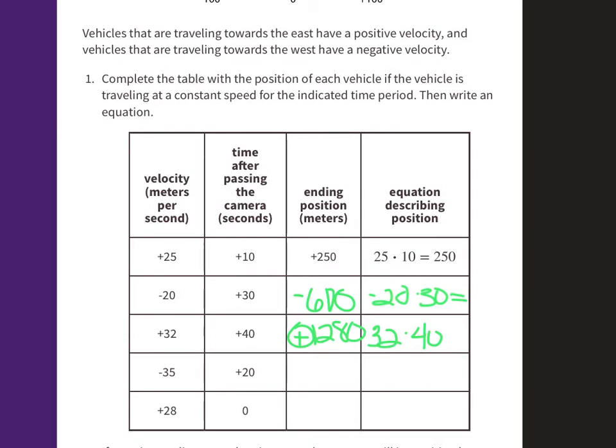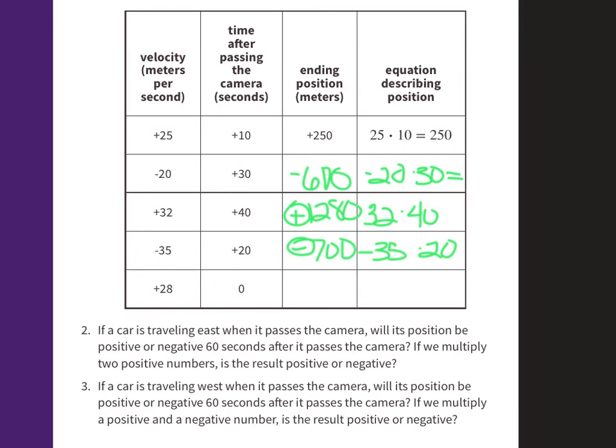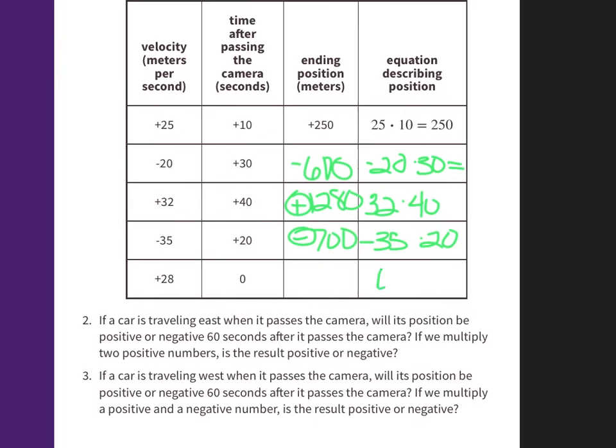Okay, the next one, negative 35 times 20. So using my calculator, negative 35 times 20 is negative 700. So once again, this negative just tells me it's going west. And then 0 times 28 is just 0. Okay, it just tells me it was passing the camera right at 0 seconds.